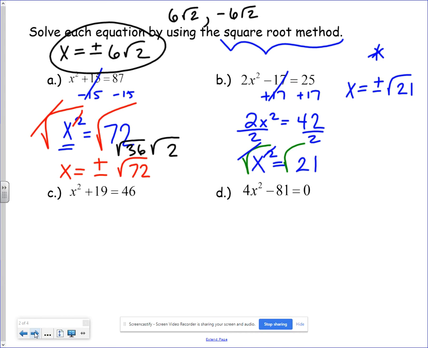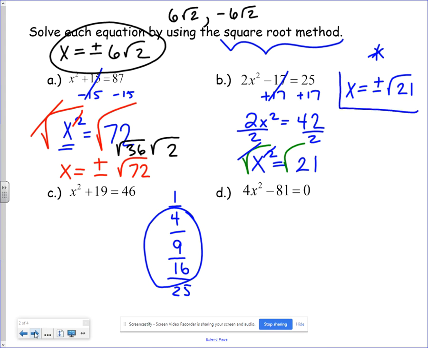Now, if you think about our perfect squares, we have 1, but 1 really doesn't count, it goes into everything. Then we have 4, 9, 16, 25, right? So 4, 9, and 16 are the only numbers that could possibly divide into 21. Does 4, 9, or 16 divide into 21? It doesn't. So 21 doesn't have a perfect square that goes into it. So you can't reduce the square root of 21. It's already simplified. So this is your answer. x equals plus or minus the square root of 21. You just leave it like that.